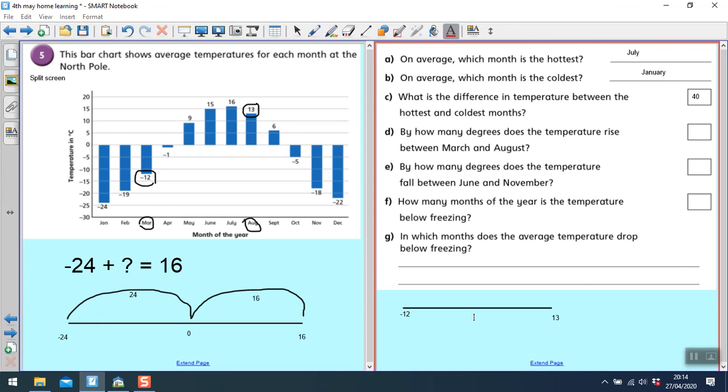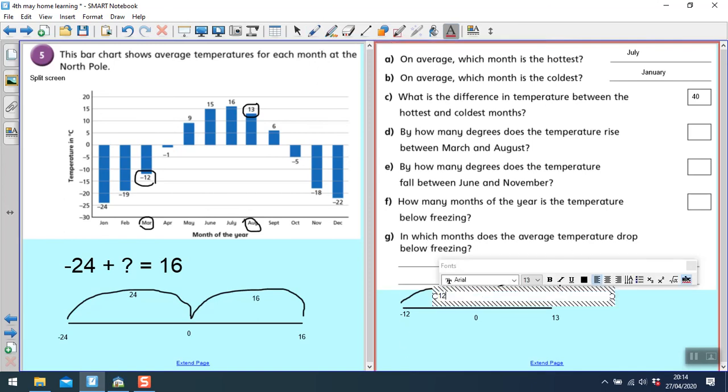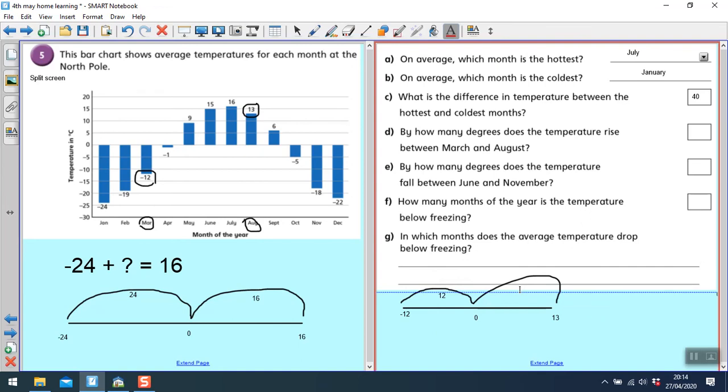And then we could jump up to 0. What do you add to negative 12 to get to 0 first of all? Then what do you add to 0 to get to 13? And if you add them together, you know what you've added to negative 12 to get to 13. So negative 12 add 12 is 0 and 0 add 13 is 13. So altogether I've added on 25 degrees. The temperature rises 25 degrees between March and August.